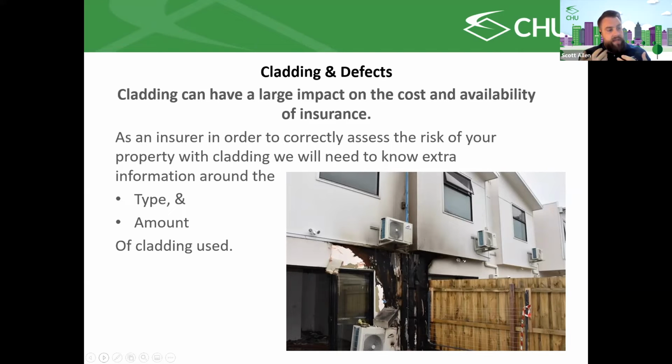However, because we're going into this hard risk or hard market time, one of the things that a lot of insurers are going to focus on to limit their risk, and thus limit the impact of the hard market, is things like cladding and defect. So your options for insurance are going to be probably lesser than others. There are plenty of providers that can still provide you cover, so it's not all doom and gloom, but we just need to know more information.